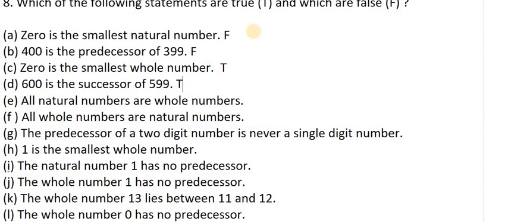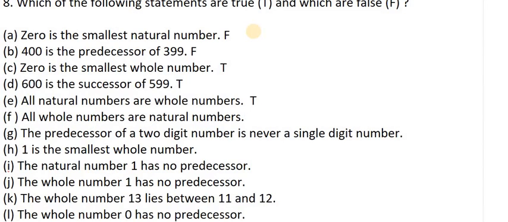All natural numbers are whole numbers. He is saying that all the natural numbers will become whole numbers. Yes, because natural numbers start from 1, whereas whole numbers start from 0. He is not asking whether all whole numbers are natural numbers. He is saying that all natural numbers are whole numbers. Yes, all the natural numbers are whole numbers, so it is also true. Next.